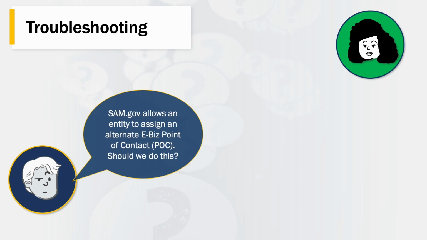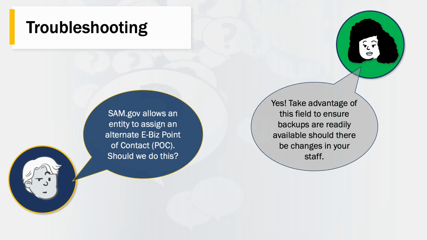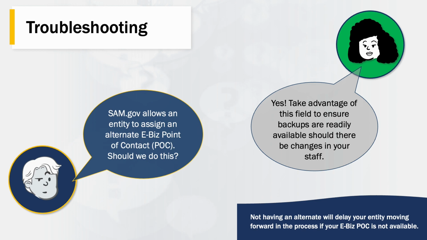Okay, so SAM.gov allows an entity to assign an alternate eBiz point of contact. Should we do this? This question about SAM.gov comes up often. SAM.gov provides an option to enter both an eBiz point of contact as well as an alternate eBiz point of contact. This field is frequently left blank or the same person is listed twice. But we say yes. Take advantage of this field to ensure backups are readily available should there be changes in your staff. Not having an alternate will delay your entity moving forward in the process if your eBiz POC is not available.